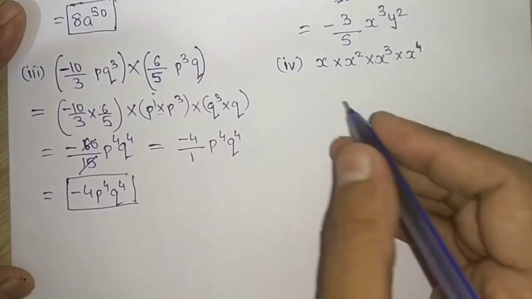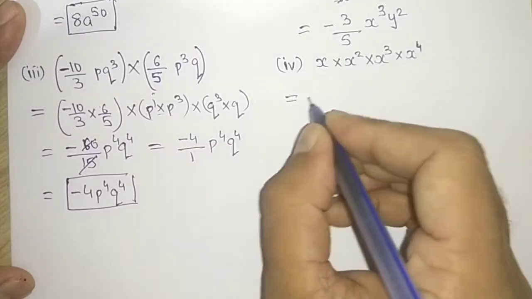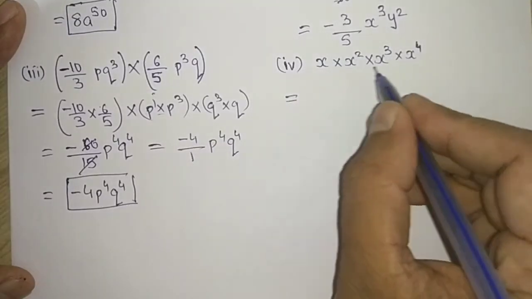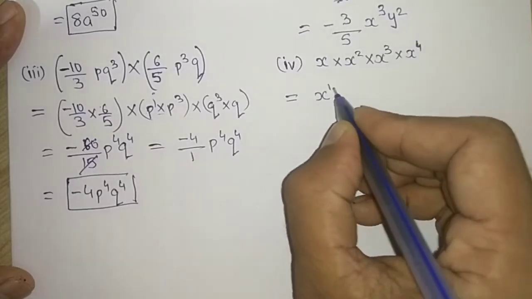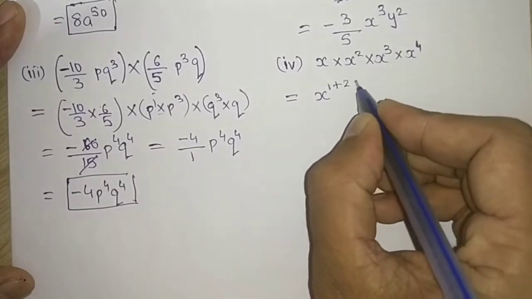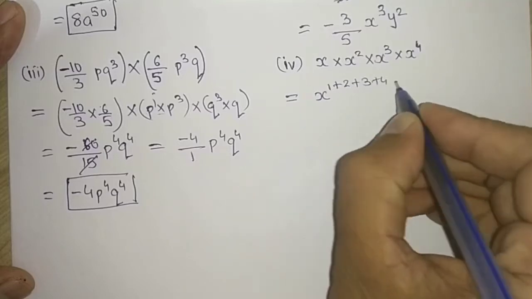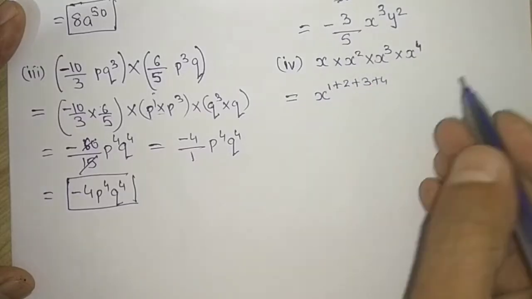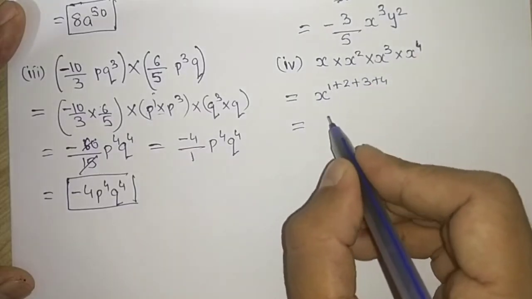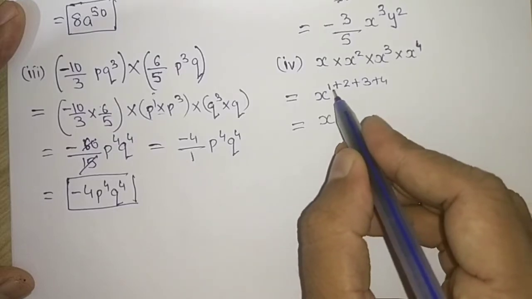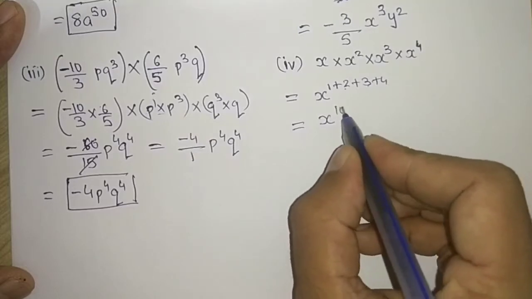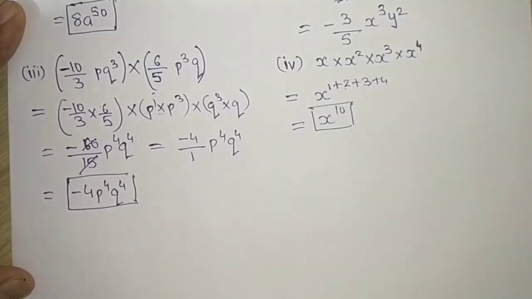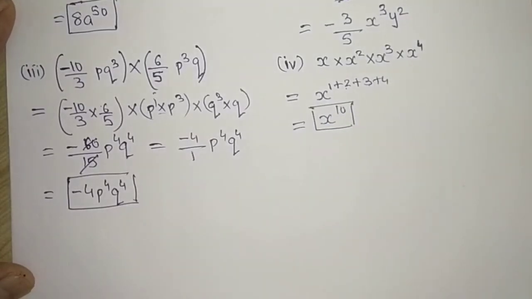Now moving to fifth part. Here it is very easy, since all the bases are same, so I will write x and then add the powers, 1 plus 2 plus 3 plus 4. If there is no power, it is 1. So we will get our answer, x raised to power 1 plus 2 is 3, 3 plus 3 is 6, plus 4 is 10. This is our answer, x raised to power 10.